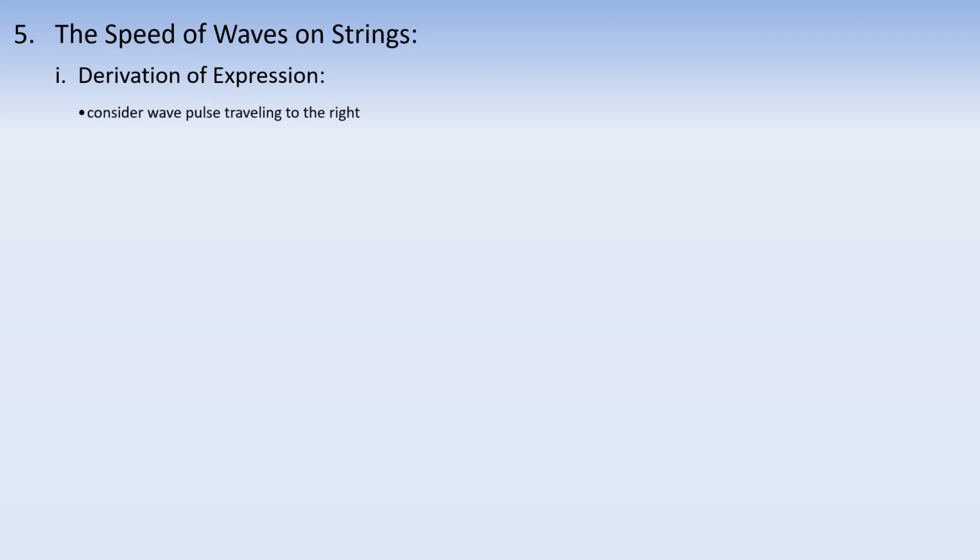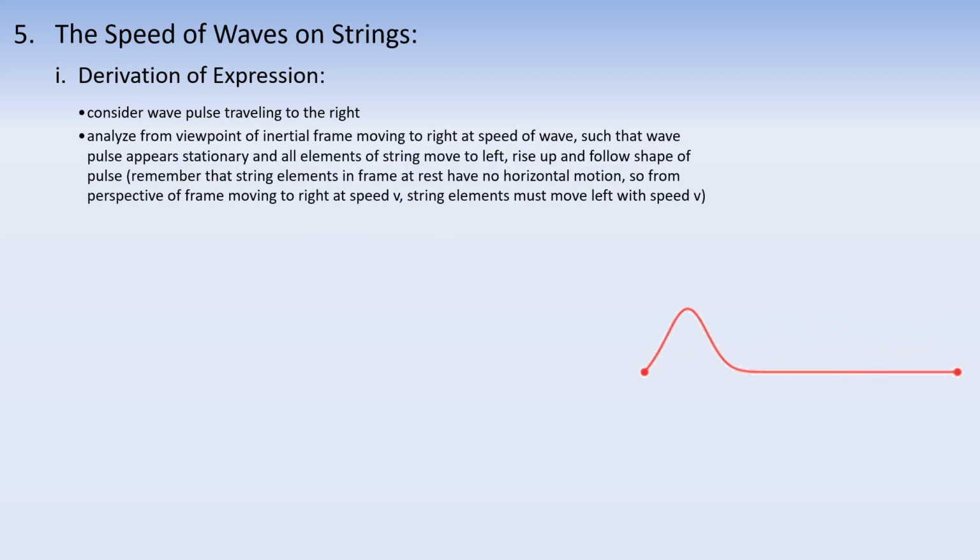So to derive this expression, we are going to consider a wave pulse, a single pulse that is traveling to the right. And we're going to do something a little bit different here. We're going to analyze this wave pulse traveling to the right from the viewpoint of an inertial reference frame that is moving to the right at the speed of the wave, such that the wave pulse appears to be stationary and all elements of the string move to the left, rise up, and follow the shape of the pulse.